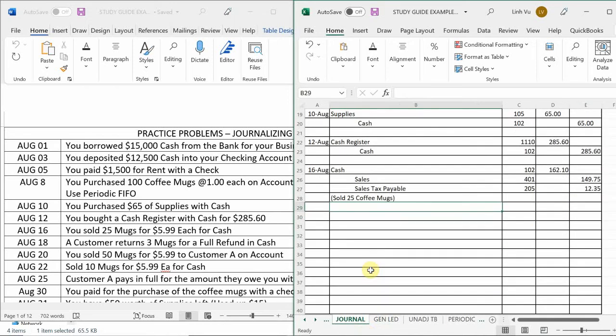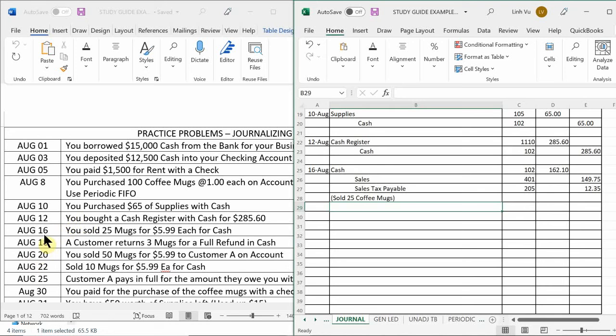Anything else that I have to do with this transaction? No. Good. Why? Because we're using periodic inventory. So even though we sold coffee mugs, we don't need to adjust our inventory because we don't do that till towards the very end. Excellent.